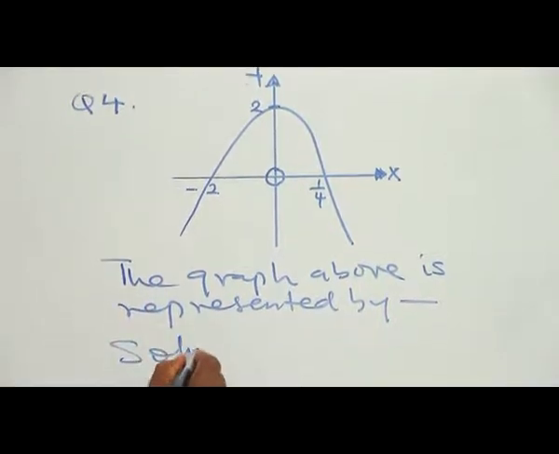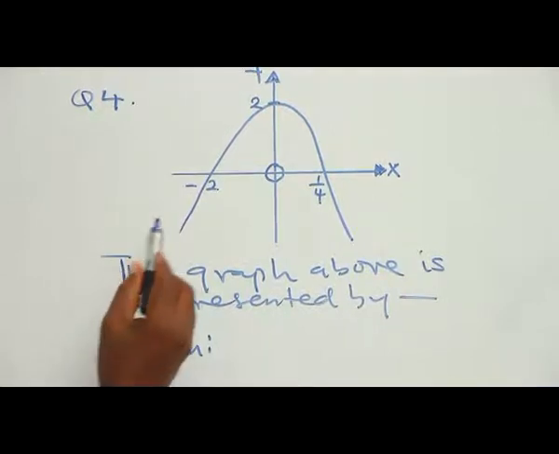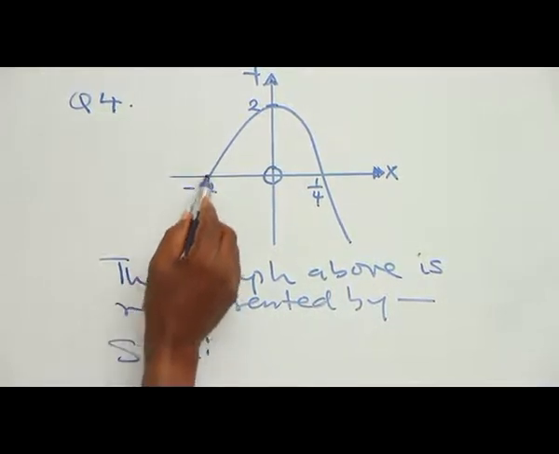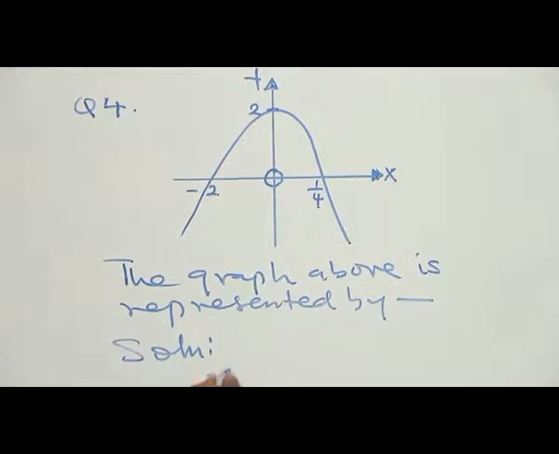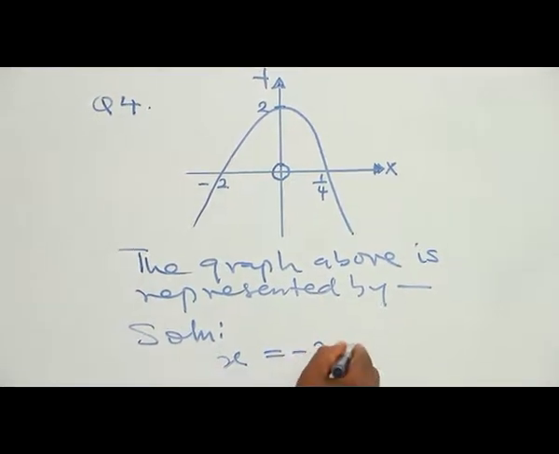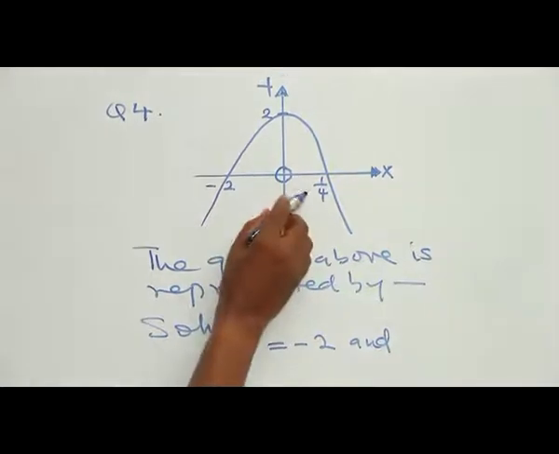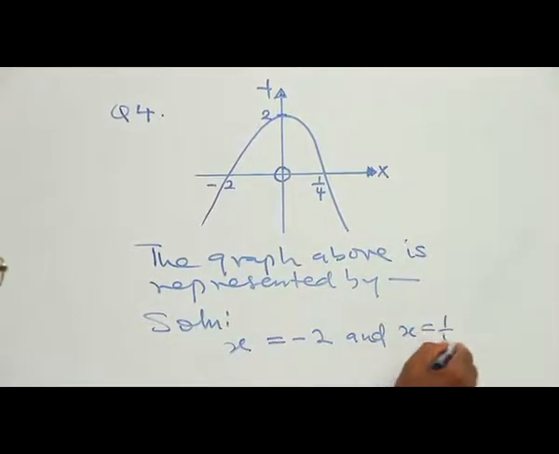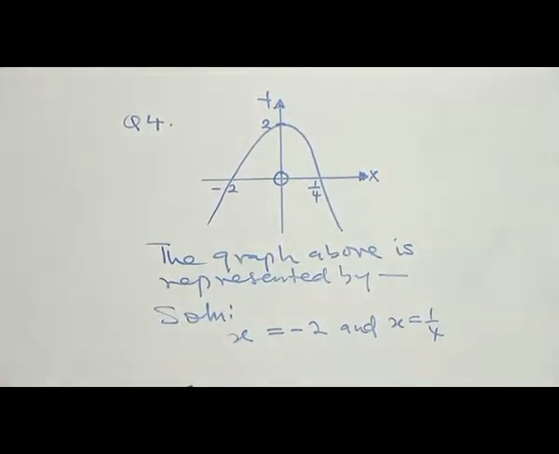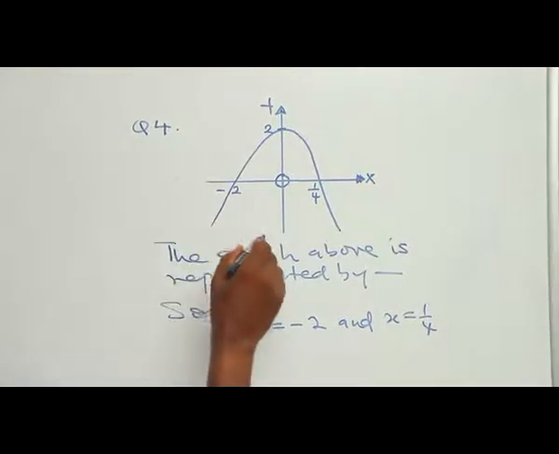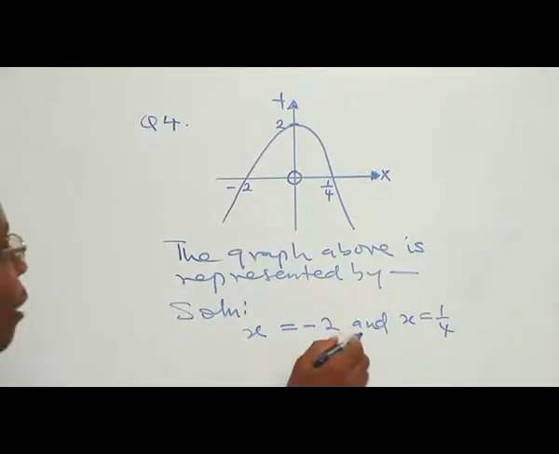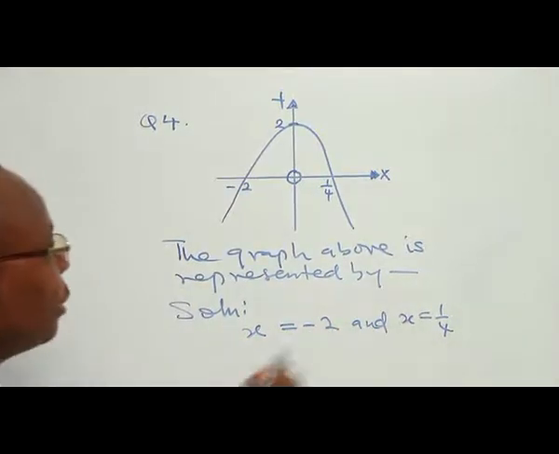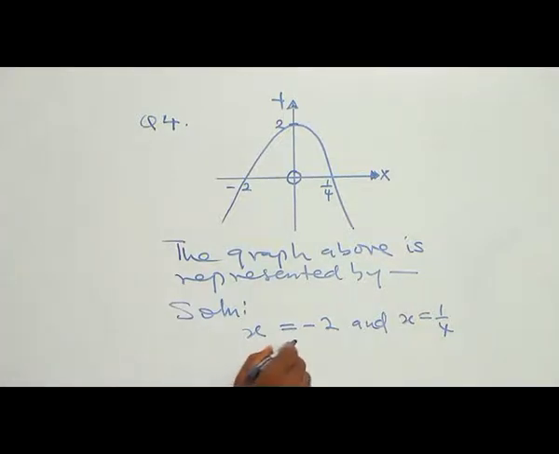Our solution, watch it carefully. You observe that the graph is cutting the s-axis at two distinct points. So we say s is equal to minus 2, and then it's also cutting it at s is equal to 1 over 4. These are the two distinct points. And then take note here again that the graph is also cutting the y-axis at the point 2. We will take care of that after we have written down the equation.